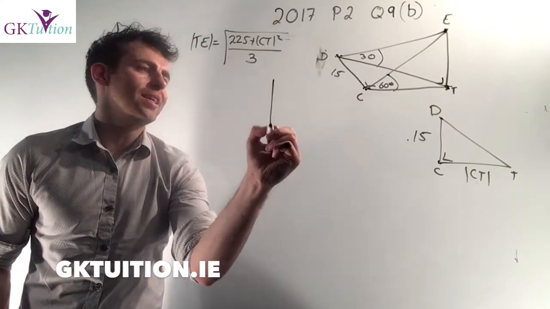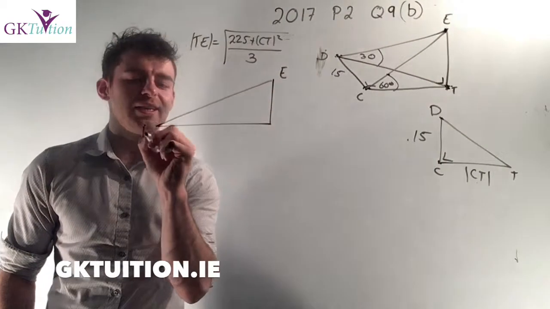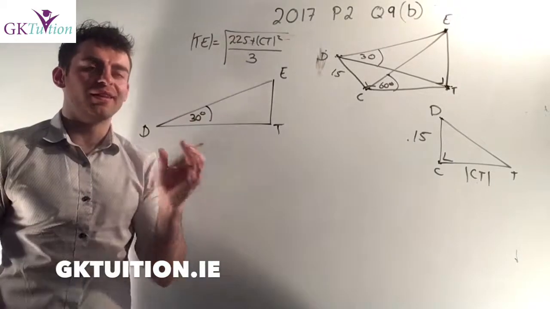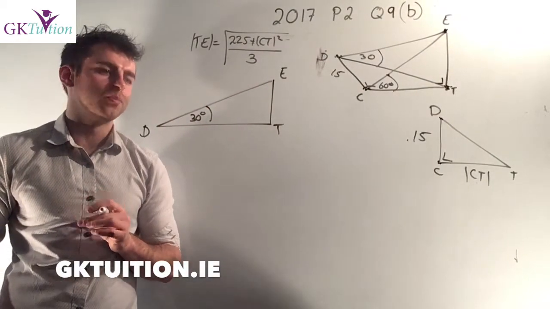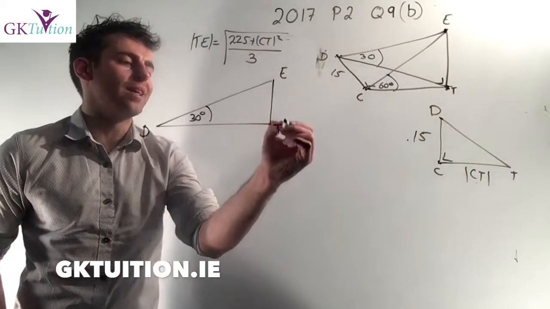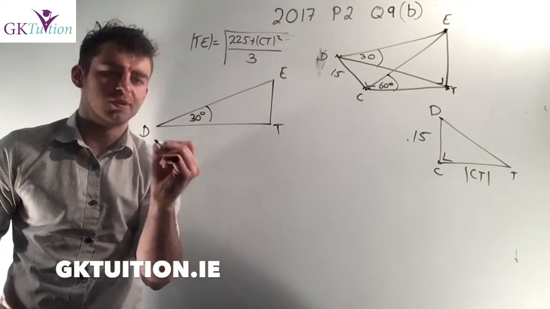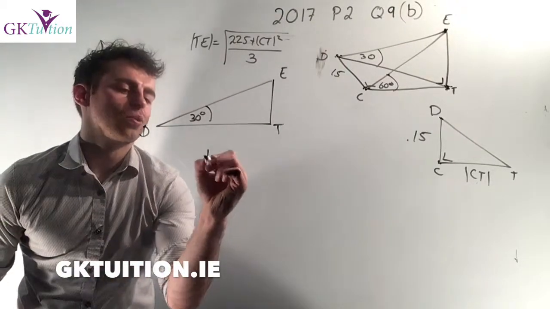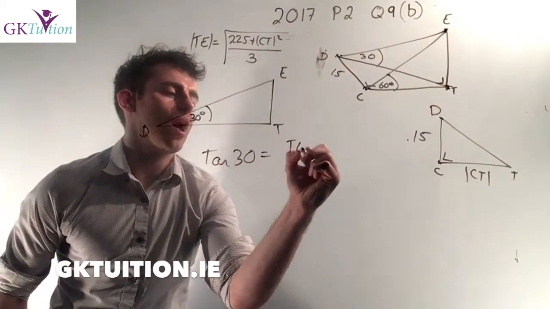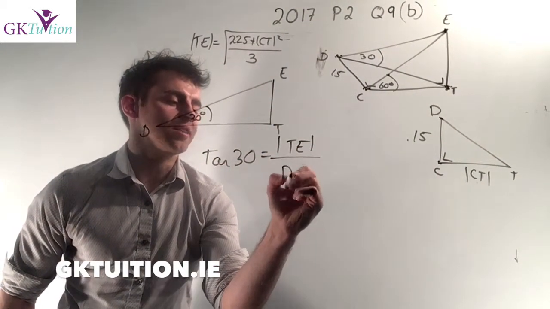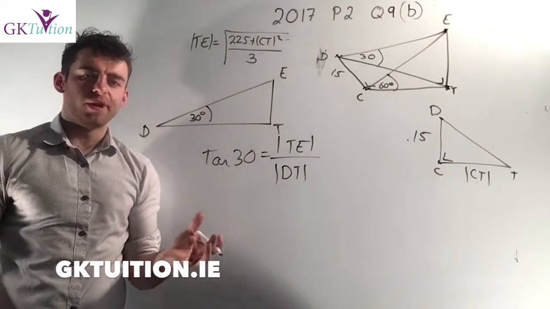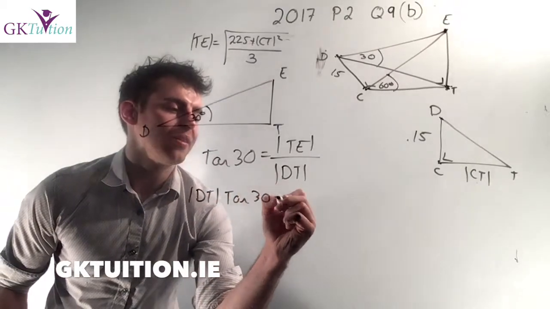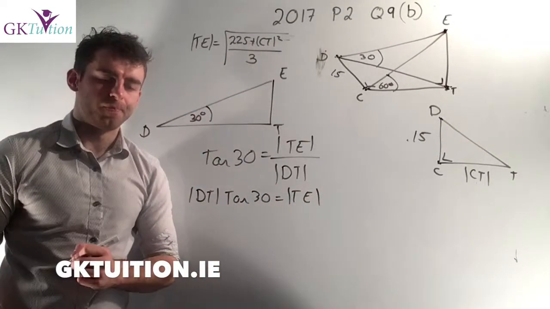If you look at the triangle EDT, you have the same amount of information about this triangle as you had in the triangle that we used in the first part of the question. So logically I should be able to get the length of the tree in terms of this base. I know that the length of the tree is your opposite and that's your adjacent. So I could say that tan 30 is equal to the opposite divided by the adjacent. Now if I wanted to get rid of my fractions there, I could multiply both sides by DT, and I would get DT tan 30 is equal to TE.